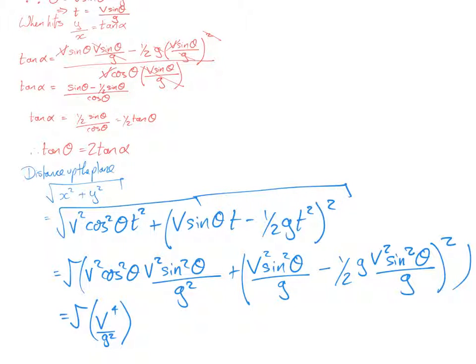So we've got cos squared theta, sine squared theta, plus, so all of those have all sorted themselves out, all the g's, so we've got sine squared theta minus a half sine squared theta, squared.